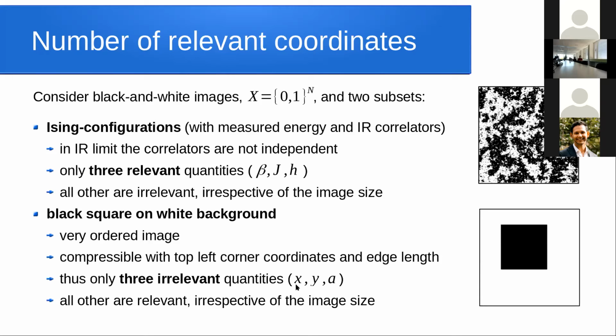That means that these three quantities are enough to losslessly compress this black square on white background image. That means that these are irrelevant quantities. So the main message is that in a scientific model, there are a few relevant quantities and a lot of irrelevant ones. In image recognition, there are a few irrelevant quantities and a large number of relevant ones, at least in a very, very ordered image.